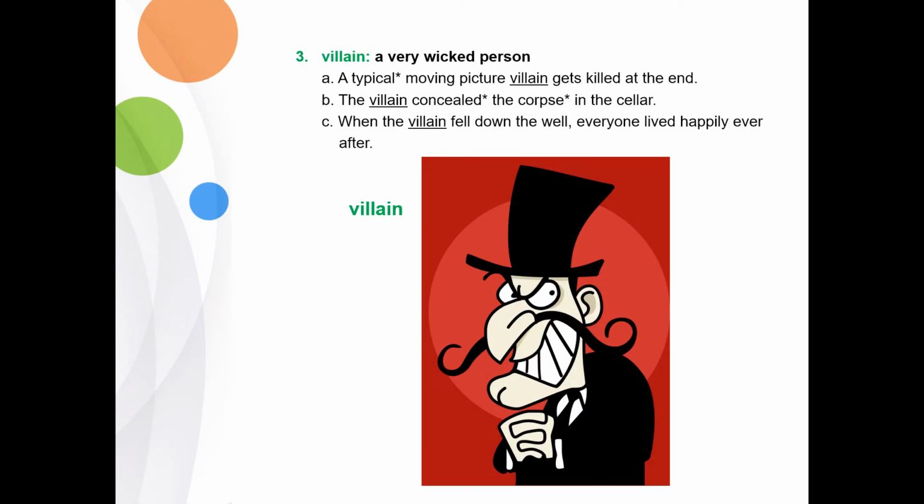Villain means a very wicked person. Examples. Number 1. A typical moving picture villain gets killed at the end. Number 2. The villain concealed the corpse in the cellar. Number 3. When the villain fell down the well, everyone lived happily ever after.